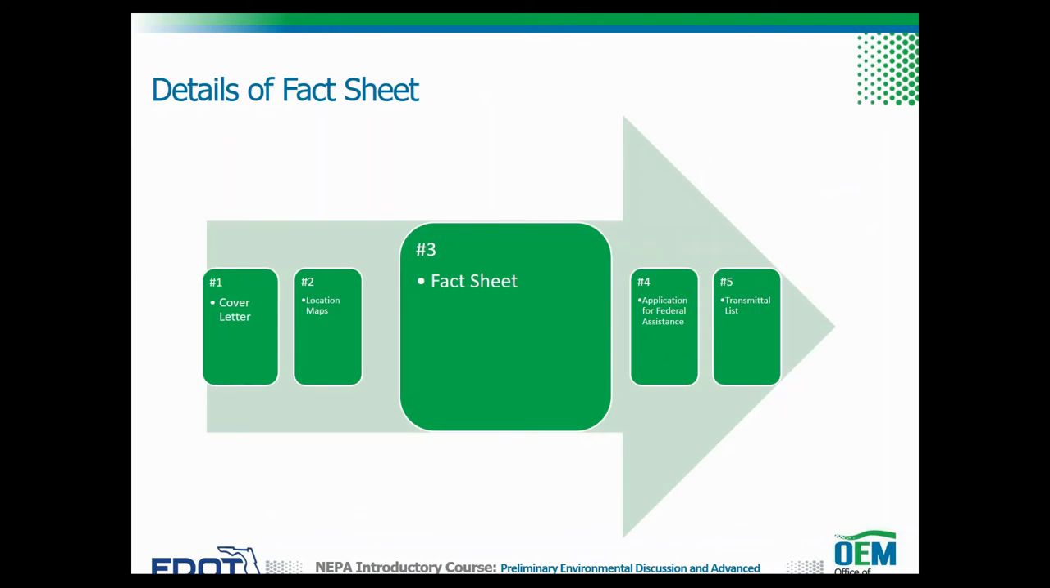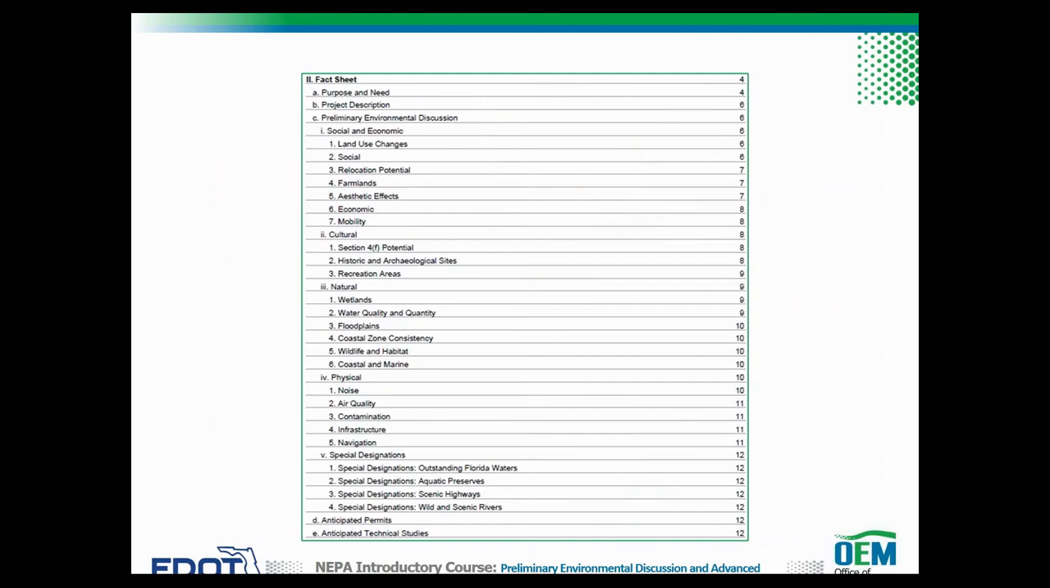Now let's go over the fact sheet. Here's the table of contents of an AN showing each of the sections of the fact sheet. The fact sheet includes the purpose and need, project description, preliminary environmental discussion, as we discussed in Lesson 2, as well as anticipated permits and anticipated technical studies. Note that during preparation of the AN, all anticipated permits and technical study sections may not be known since the ETAT agencies have not yet reviewed and commented on the project. However, if any permits have been identified and are known to be required for the project, they can be listed in the AN fact sheet.